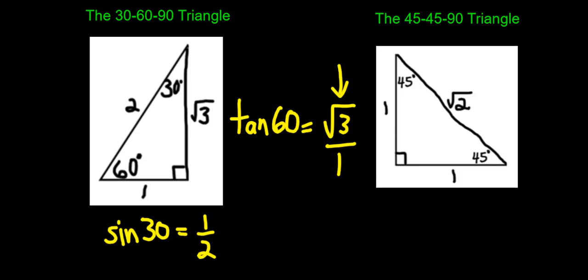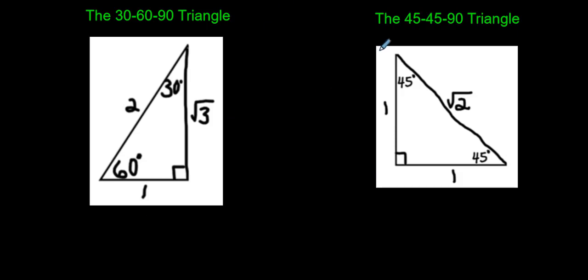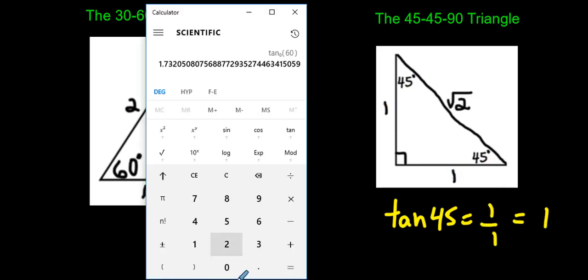Okay? If we look over to this triangle over here, it's called the 45, 45, 90 triangle, and it has special ratios too, so that if you were asking for the tangent of 45, well, you look on this triangle here, it doesn't matter which one you stand at. If you're standing here, opposite and adjacent is 1 over 1. So the tangent of 45 must be 1. Let's check it out to verify. It is, okay? That's an exact value.